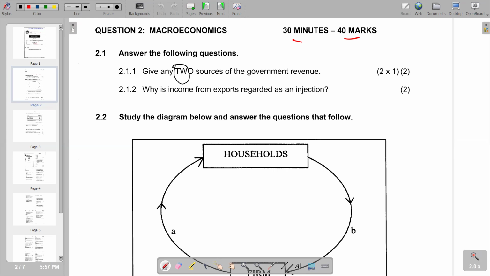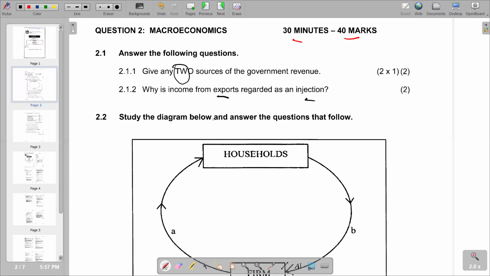So the question is, why is income from exports regarded as an injection? So when we engage in exports, we are selling goods and services outside the country. So obviously, the goods and services are going to go outside the country, but what we are going to receive as an economy is income or revenue through the sale of those goods and services. So this now becomes an addition that is being introduced in our local economy. So it becomes an injection. So basically, that's what we have.